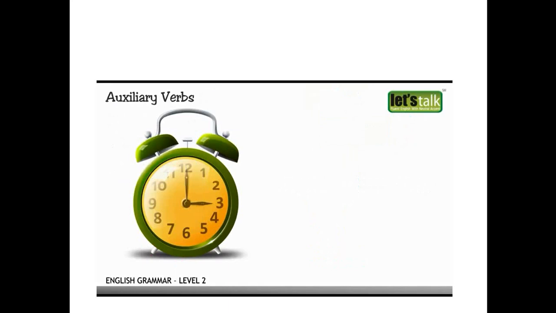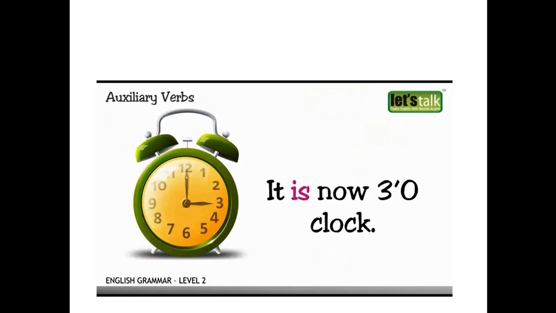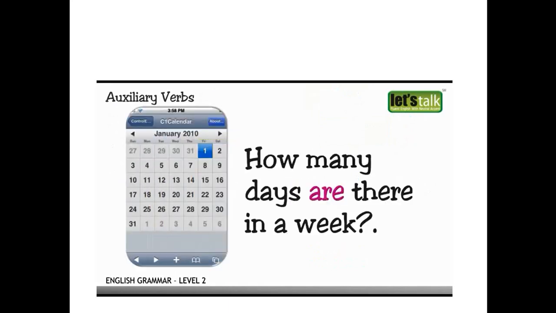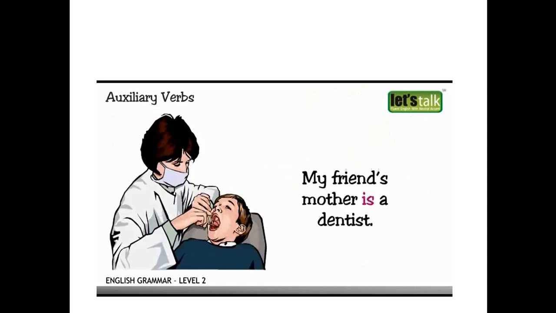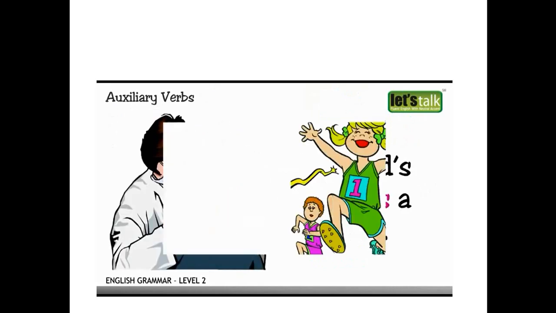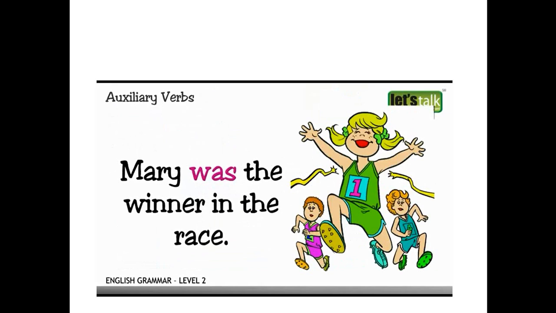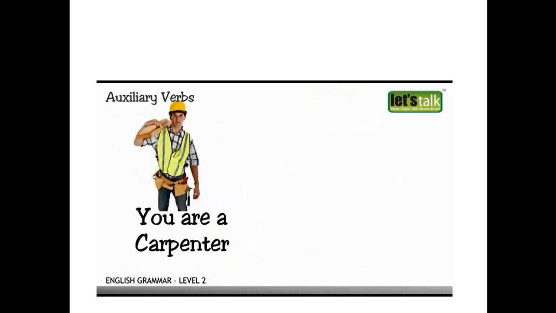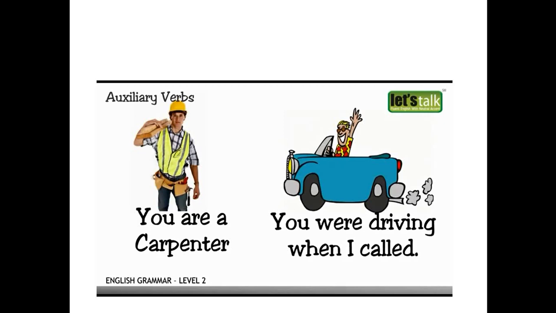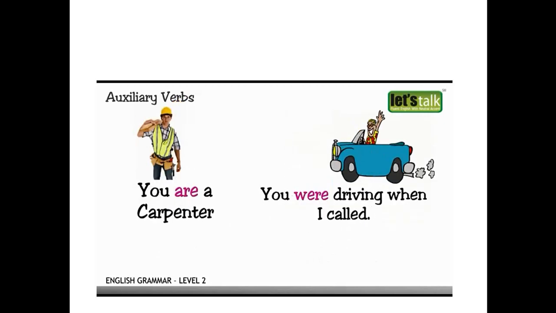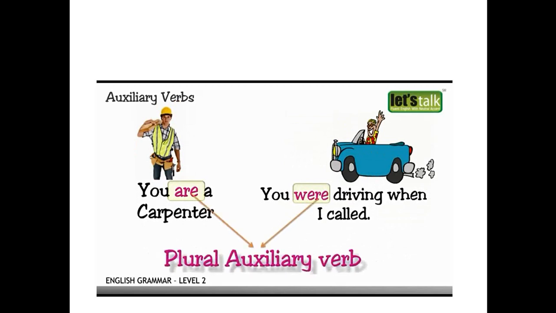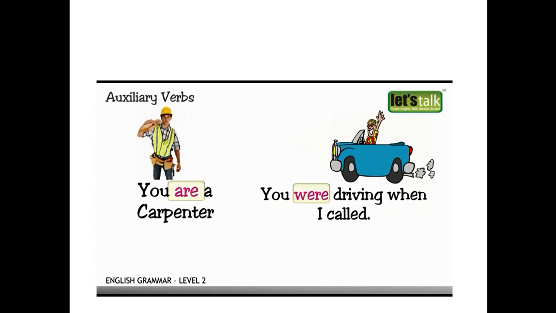Now let's look at some examples. It is now 3 o'clock. How many days are there in a week? My friend's mother is a dentist. Mary was the winner in the race. You are a carpenter. You were driving when I called. Here in these examples, it is important to note that are and were are plural auxiliary verbs. These auxiliary verbs will always come with you, that is, the second person singular.